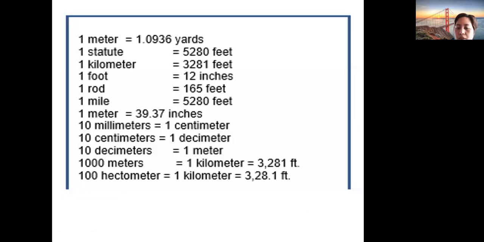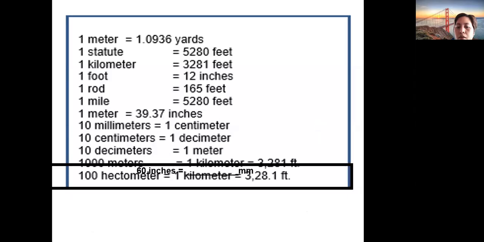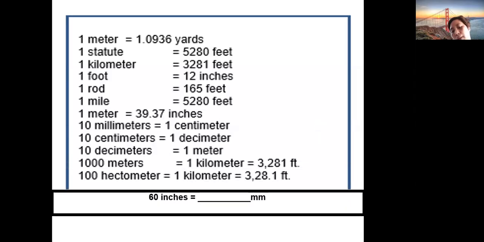Next example is, how about 60 inches to millimeter? How are we going to convert 60 inches to millimeter? Let us now check the conversion table. The question is, do we have here 1 inch? Since we do not have 1 inch here, what are we going to do now?